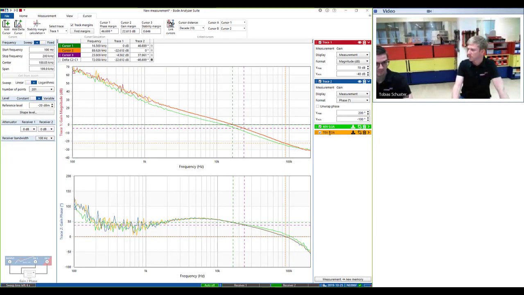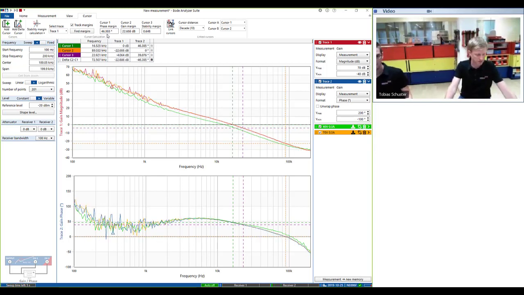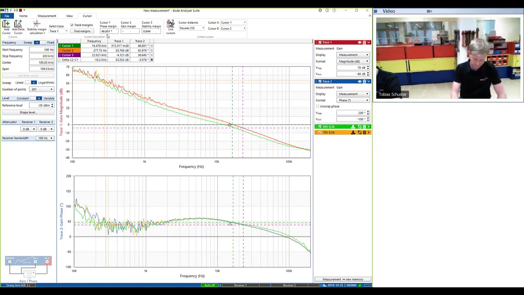Now we could go to... Has the phase margin changed? Yeah, phase margin is now at 46 degrees. So before it was 56, now it's 46 degrees. Can you please go to the minimum input voltage? Minimum input voltage is 18 volts. So now we go down to that.